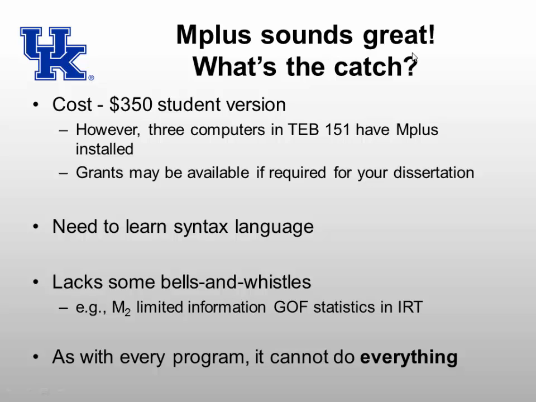Okay, so there's always a catch, right? Nothing is perfect. There's always a catch. So the cost of Mplus is pretty high. The student version is $350. The commercial version with all of the mixture add-on and whatnot is well over $1,000. We do have 3 computers in this building in the lab in Taylor Ed 151 that have Mplus installed. And there may be grants available for you. If you absolutely need it for your dissertation, you may be able to ask the grad school for some money.